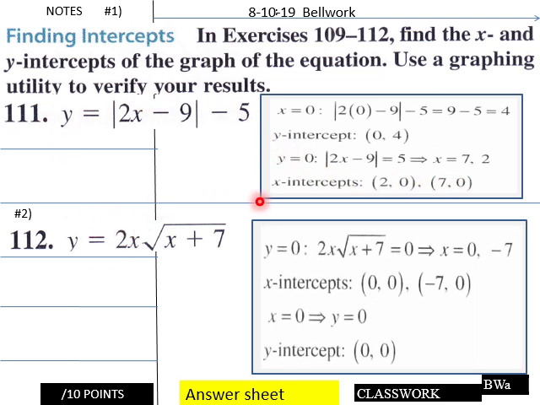Down here for 112, when y equals 0, you plug that in here and you get x equals 0, negative 7. X-intercepts will be 0, 0 and negative 7, 0. And then when x equals 0, y would equal 0 as well, since 0 times whatever this is would be 0. So we have 0, 0 as a y-intercept, and the x-intercepts are 0, 0 and negative 7, 0.